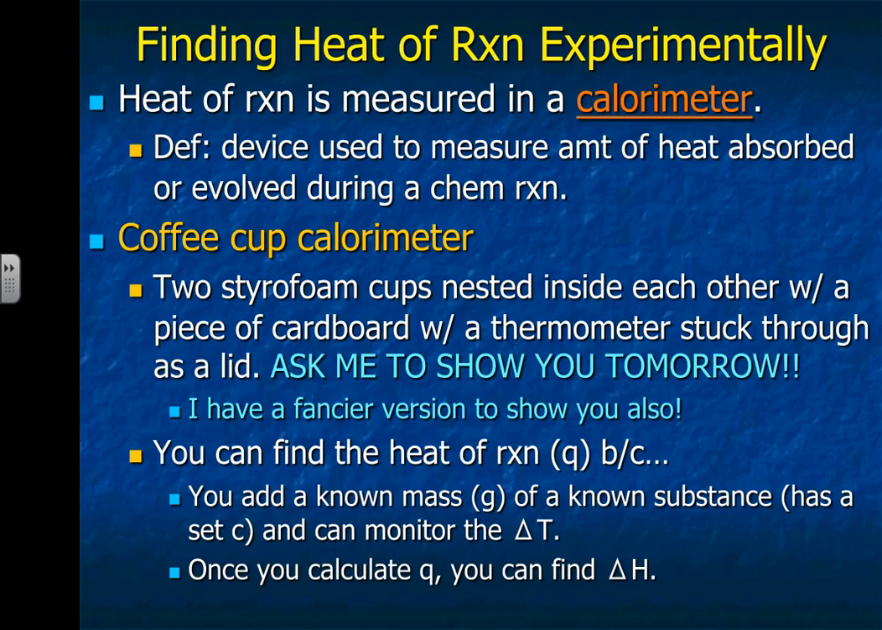Once you calculate Q, which by the way is the examples that we just completed, where we found a Q value, then we're going to be able to find a delta H value. So it is a successive set of equations that we're going to have to do in the lab to work this out. So again, we've got two different options for you here. We have the coffee cup one. I've got the fancier version I'll show you tomorrow. But the real fancy version is called, example to come shortly. I'll do that in a bit.